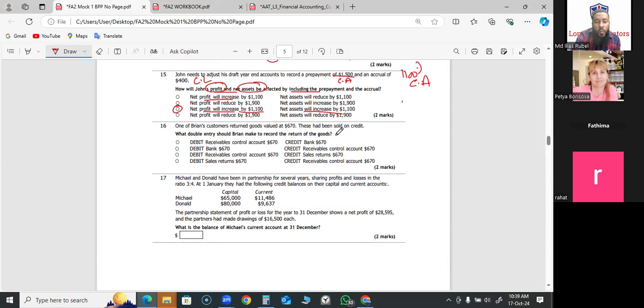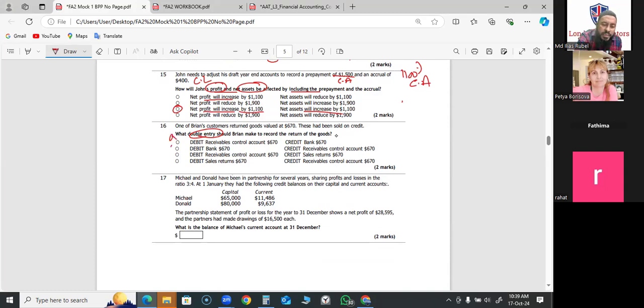Next one. One of Brian's customers returned goods valued some figure. These had been sold on credit. Okay, that's all right. Double entry. That means sales return double entry. Who remembers the sales return double entry? I'm leaving it on you. Sales return double entry. What is debit? What is credit?